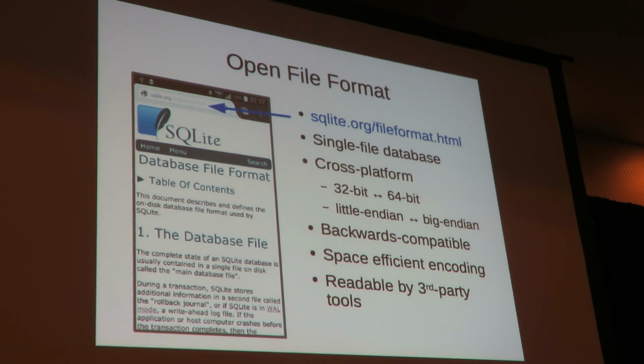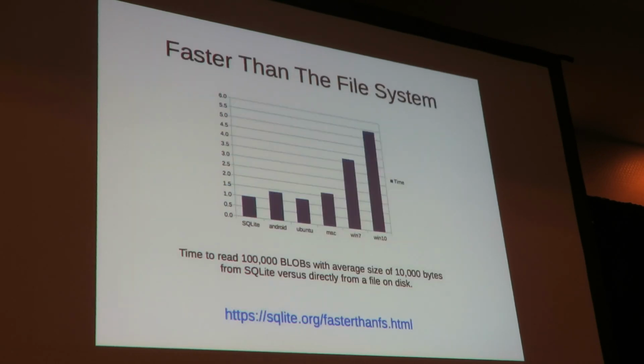The format is fully described on that web page, which is surprisingly readable. Here's an amazing thing. Reading and writing content in and out of SQLite is actually faster than reading and writing it directly from files on disk. This is a graph showing an experiment where we're reading 100,000 blobs of approximately 10K each. The average size was 10K. Some were smaller, some were larger. And these were random, so they were uncompressible. And this was to simulate thumbnails.